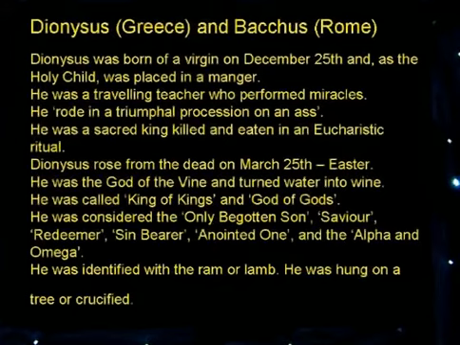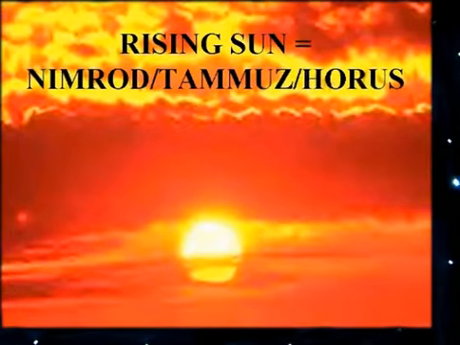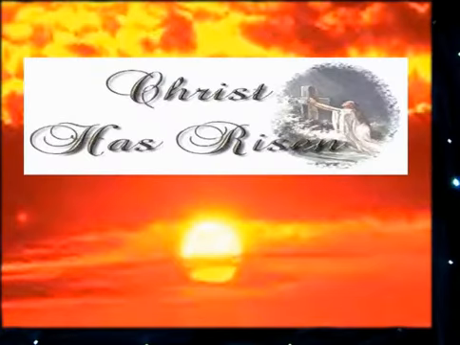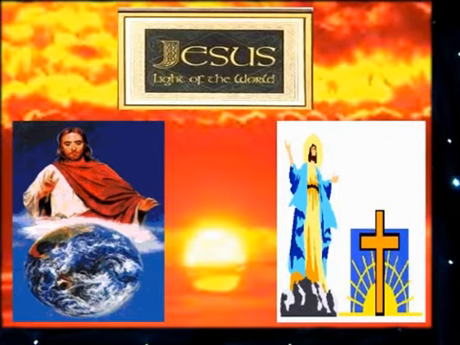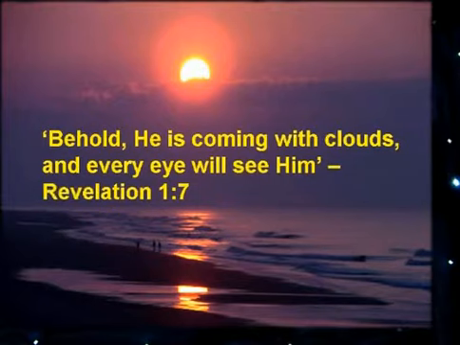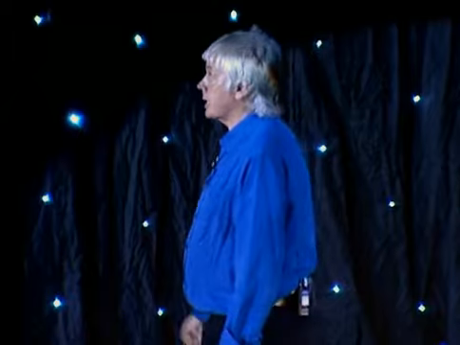These people are all over the ancient world. It's just a recurring story. It's a story of the sun god. Symbols of the sun, not real people. The rising sun was a symbol used for Nimrod, Tammuz, and Horus. So Jesus, Christ has risen. Jesus is the light of the world. Revelation, behold, he is coming with clouds and every eye will see him. He walked on water. The sun.